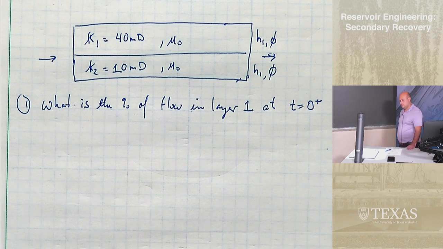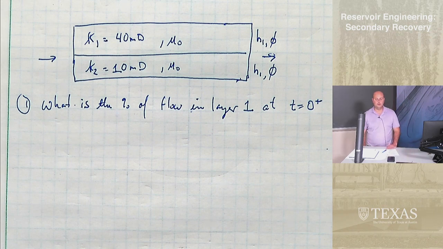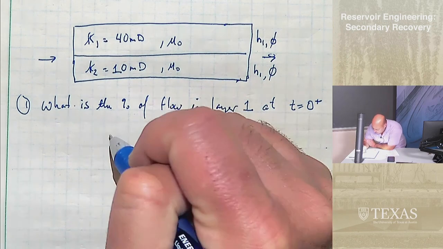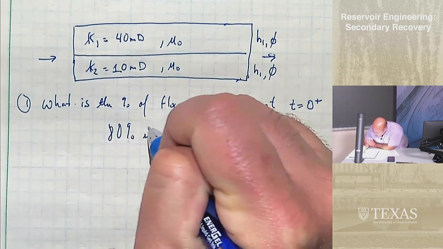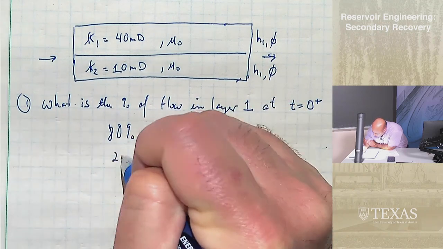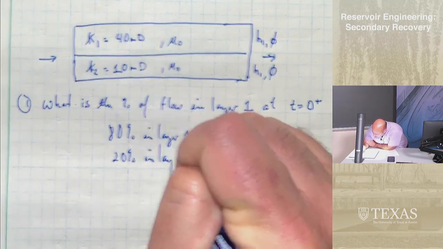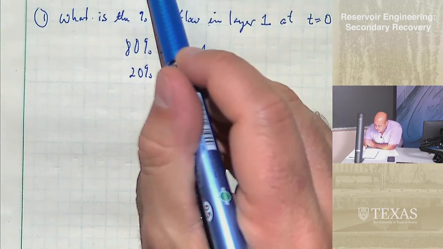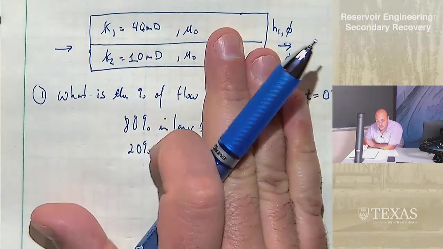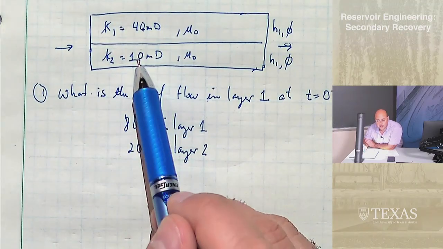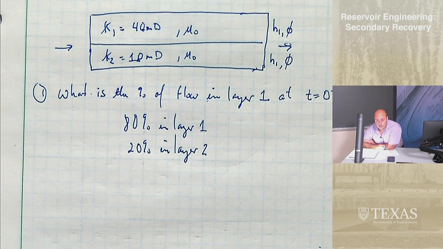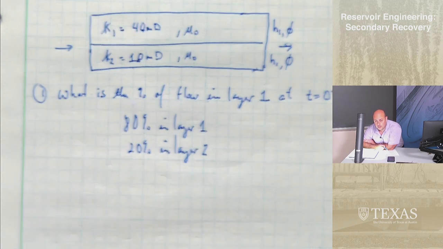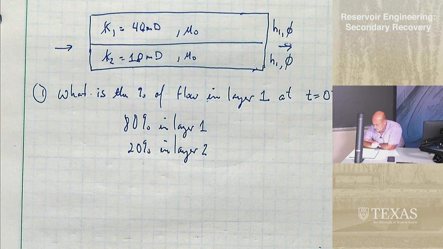So the answer is 80% of the flow goes in layer number 1 initially. It's 80% in layer 1, 20% in layer 2. Why? Because permeability is 4 times greater in layer 1 than layer number 2. 4 times greater permeability means 4 times greater flow rate. 4 out of 5 is 80%.